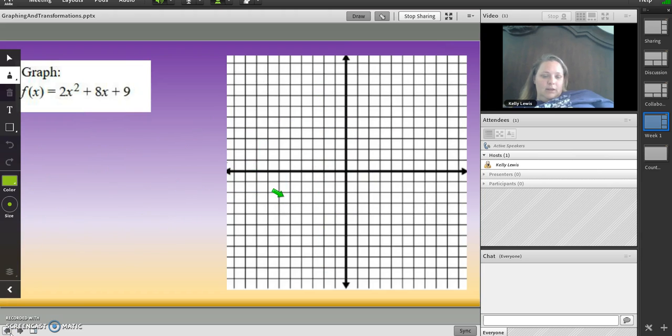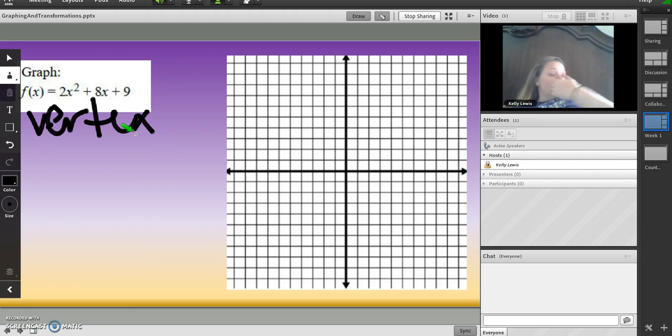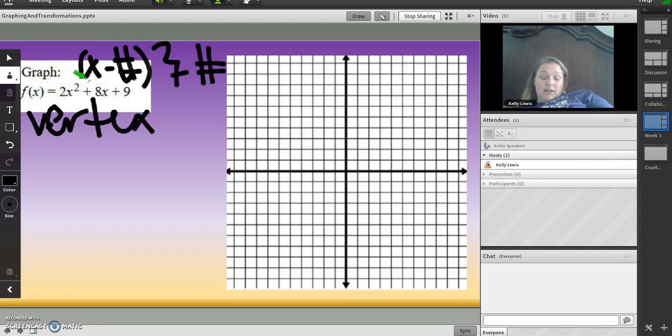I want to come here. All right, so to graph it, we need a few things. We need the vertex. Notice this is not written with parentheses, a squared, and some number with a plus or a minus and an x. This is written in standard form. So the formula for the vertex is negative b over 2a. And that's how we get the x value of the vertex.